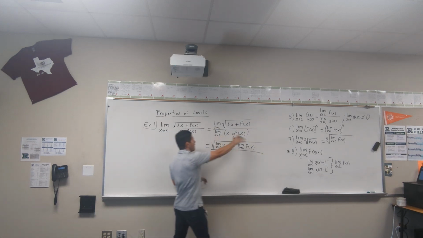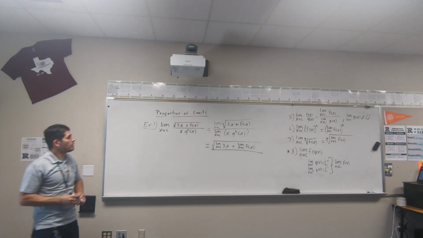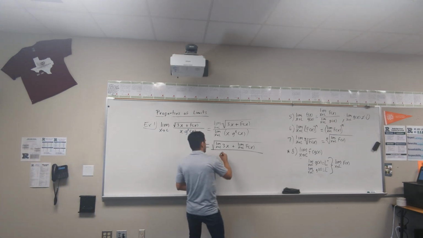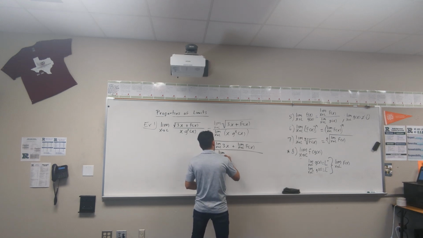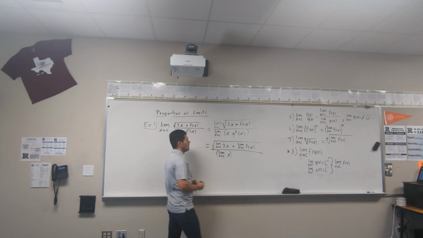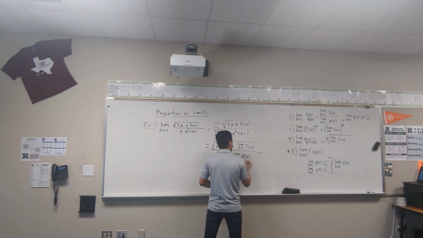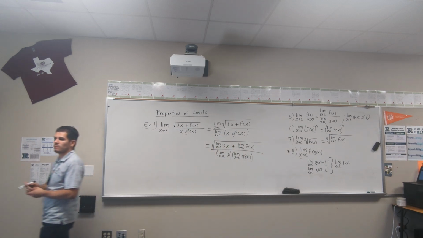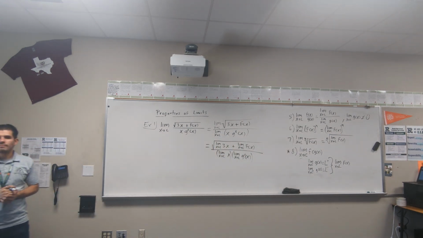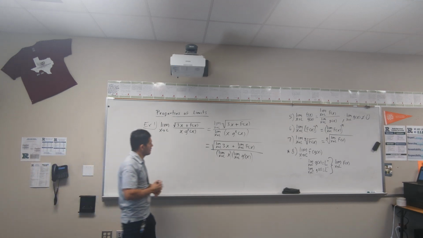I'm lazy, I don't want to rewrite this, so let's go ahead and apply some properties at the bottom as well. What can I do in the bottom? Separate them into limit as x approaches c of x times limit as x approaches c of g squared of x. So I got that one times that one. Good so far? Anybody lost? Okay, perfect.